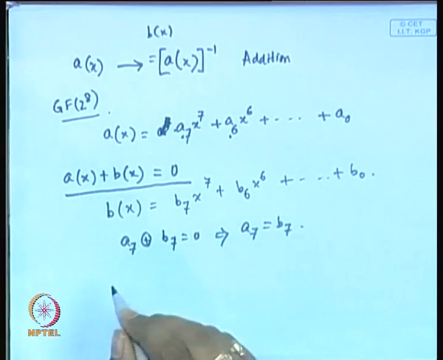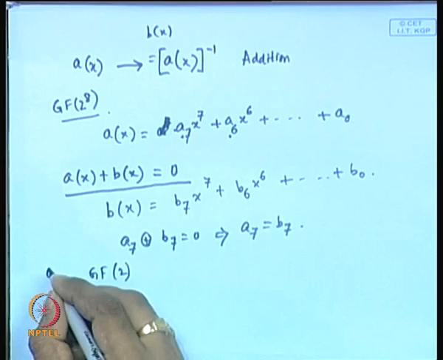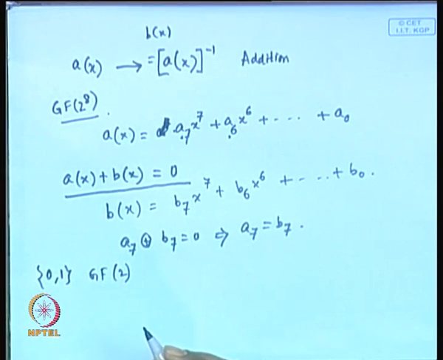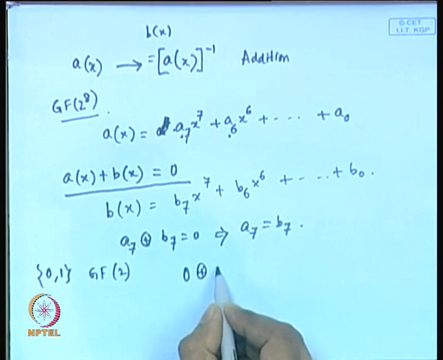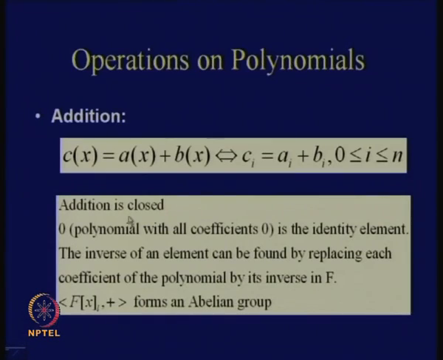In GF(2), every element is self-inverse. What I mean to say is that in GF(2) you have essentially two elements, 0 and 1, and 0 is the self-additive inverse of 0, and 1 is the self-additive inverse of 1. Why? Because 0 XORed with 0 is equal to 0, and 1 XORed with 1 is also equal to 0. So, coming back to our operation on polynomials, when I talk about addition, I mean forming the inverse of an element, which can be found by replacing each coefficient of the polynomial by its inverse in F.